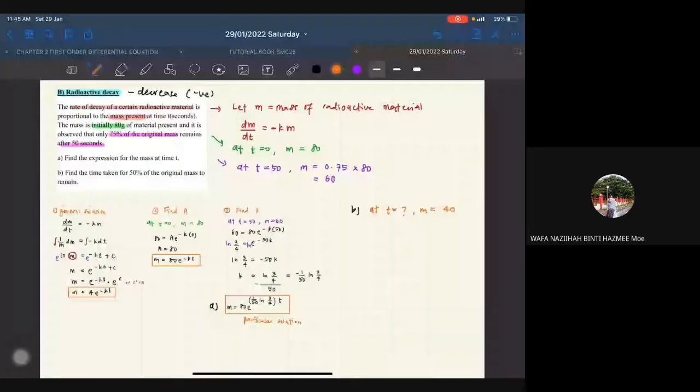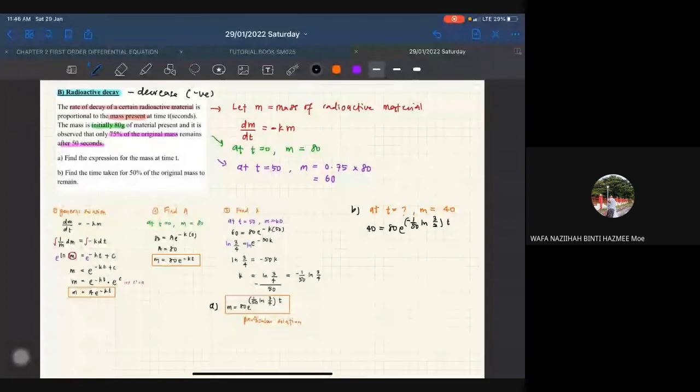As subject and then in terms of t. Okay, so settle je situ. Okay, this one formula apa kita masukkan balik. Alright, so jom kita buat sama-sama. So 40 is equal to 80 e power of negative 1 over 50 ln 3 over 2 t.